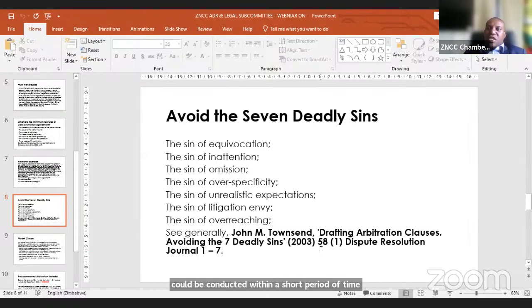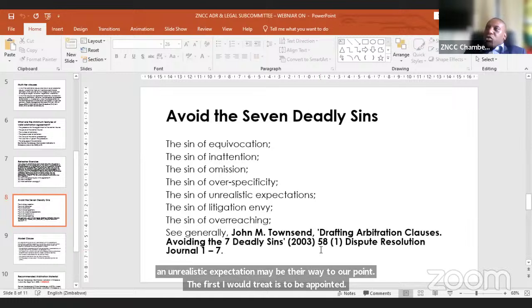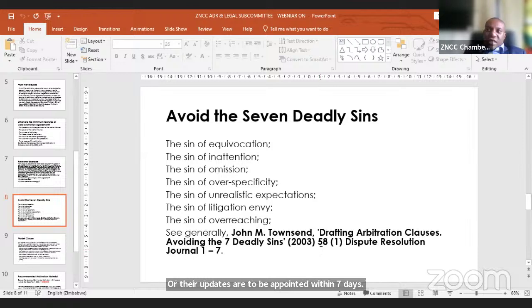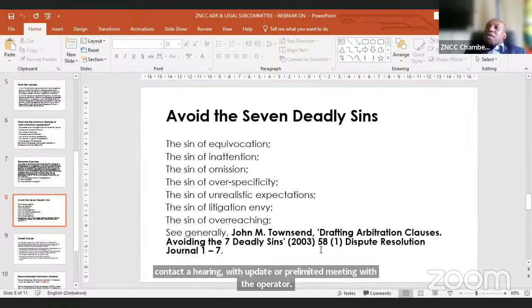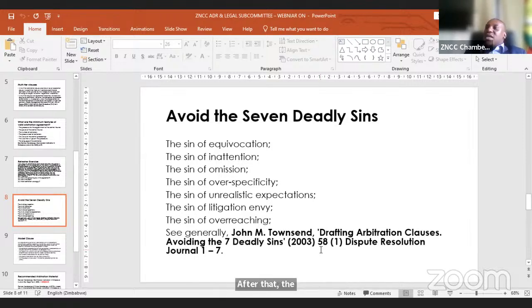But an unrealistic expectation may be this. The first arbitrator is to be appointed, or the arbitrators are to be appointed within 7 days. After 7 days, the parties are supposed to meet and conduct a preliminary meeting with the arbitrator. After that, the parties are supposed to make submissions within 7 days. After those 7 days, the arbitrator is supposed to render an award. That is an unrealistic expectation. So these are the things that we need to pay attention to.